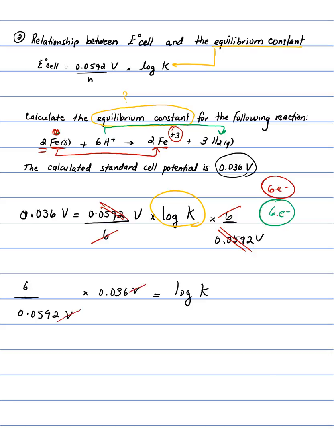So you can use your calculator now to get how much is 6 times 0.036 divided by 0.0592. And now to get rid of the log, the inverse function of the log is 10 to the, so 10 to the, all of this right here, okay. That will cancel out that, and you're getting just K. 10 raised to the power of all of this in that parenthesis will give you how much is K.